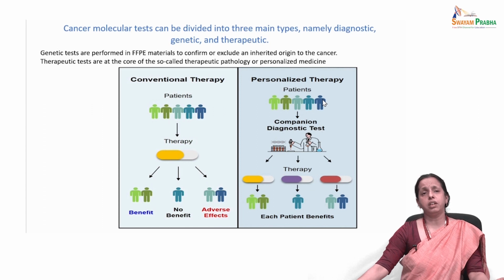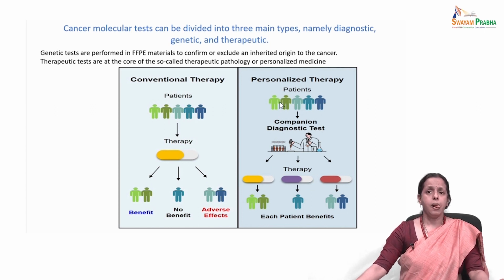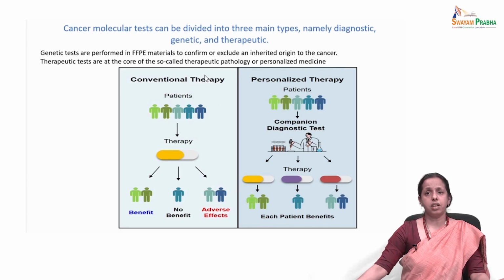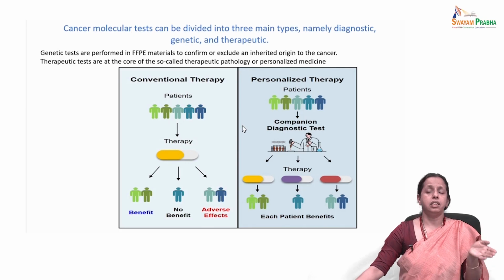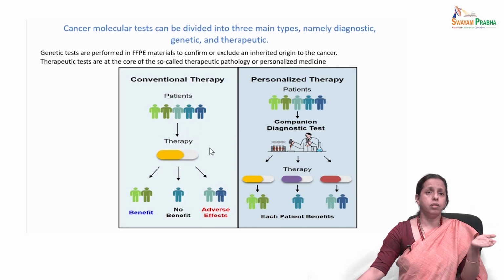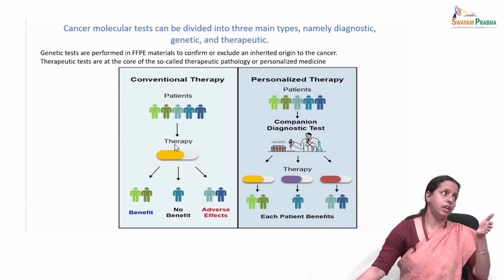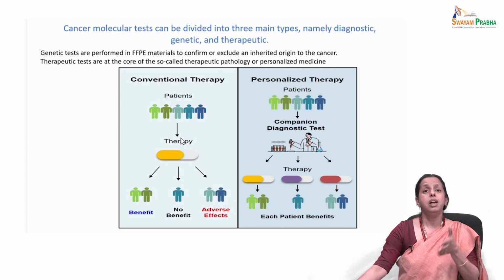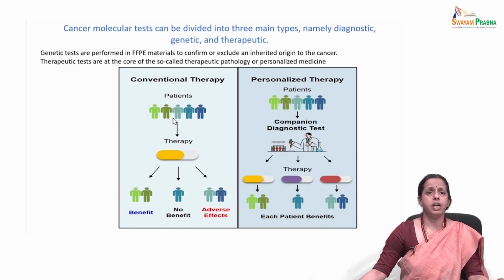So, cancer molecular tests usually are divided into mainly diagnostic, genetic and therapeutic. Diagnostic tests are used because pathologists have difficulties in placing the right diagnostic label on the individual person. Now, the individual will no longer be only diagnostically categorized, but molecularly categorized, which is very important. This is a very clear important term.